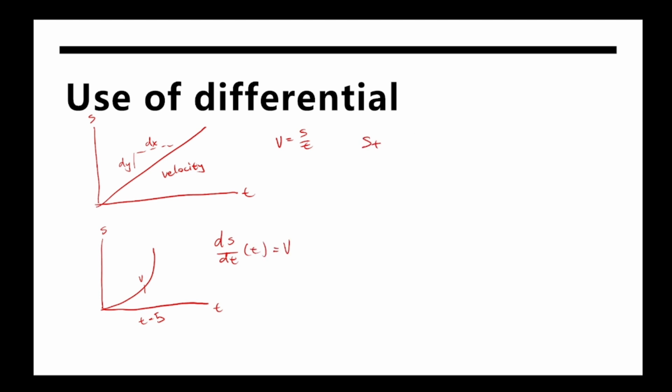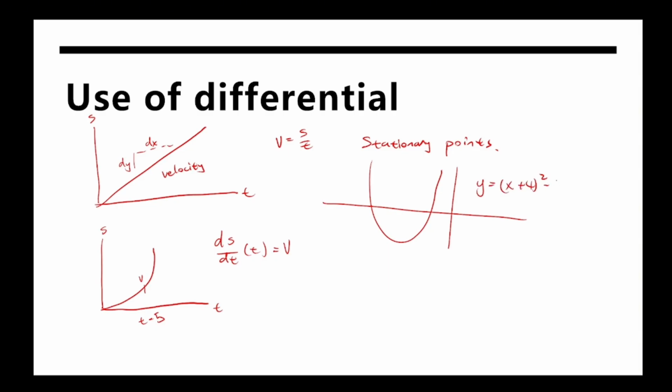Another use is to find stationary points. For a graph like this, could be something like y equals (x plus 4) squared minus 2. We want to know the stationary point, which is here. And by completing the square, we could get the vertex form. So we can know that here is (-4, -2). But what if we get y equals x squared plus 8x plus 14? Well, this is the same.